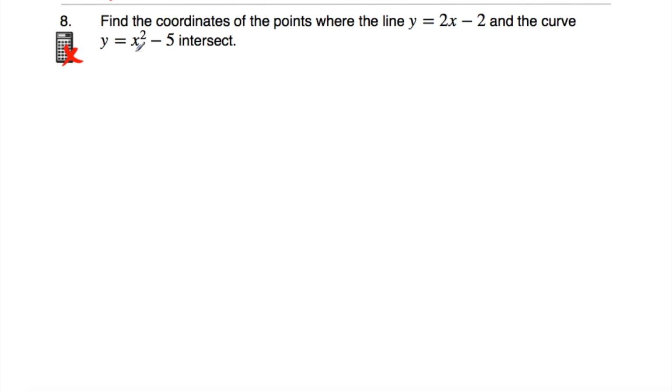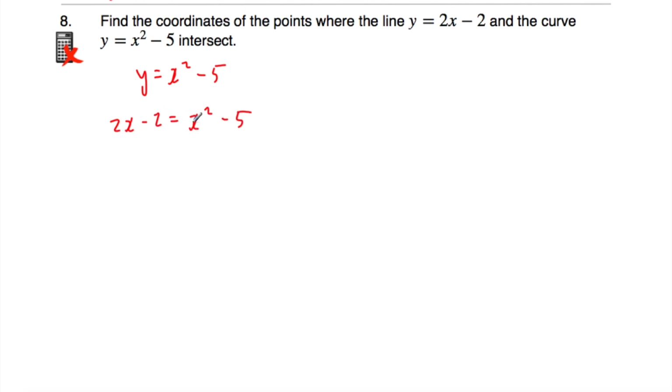And what's quite nice about this question is we've got our nonlinear, the quadratic, and we've got the linear, and y is already the subject of the linear. Y is equal to 2x minus 2. So in this question, we can go straight to the nonlinear, and we can replace the y with 2x minus 2, because we know that y is equal to 2x minus 2. So let's do that. We've got y is equal to x squared minus 5, and we substitute in 2x minus 2 for that y. So we're going to have 2x minus 2 is equal to x squared minus 5.